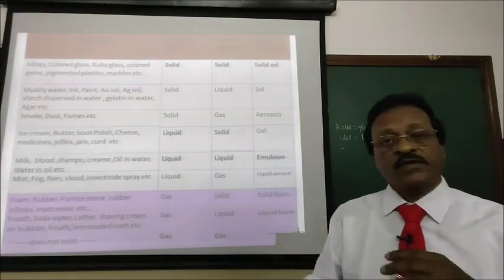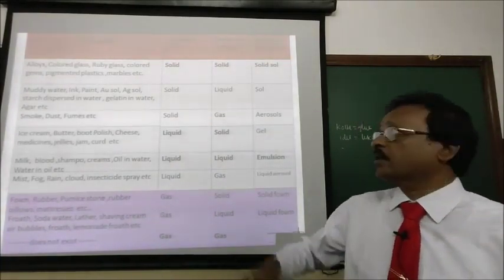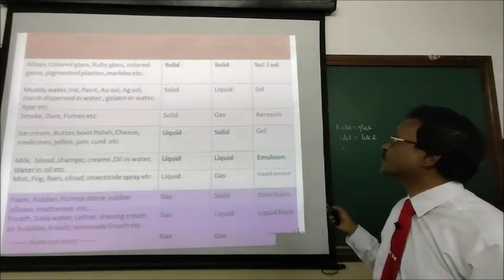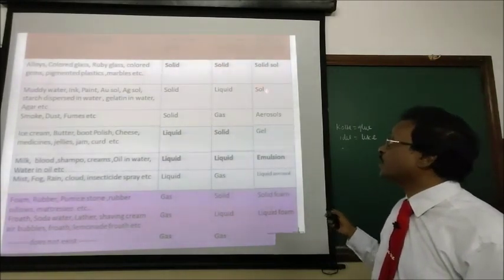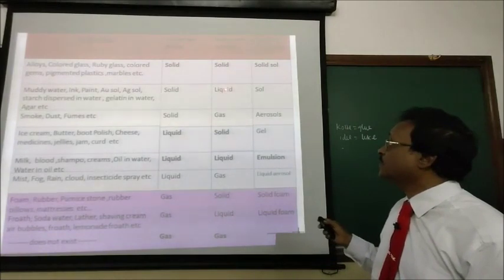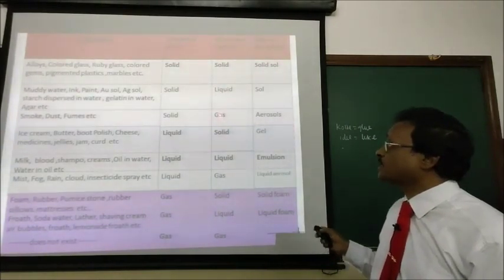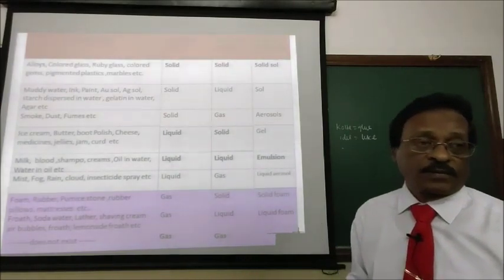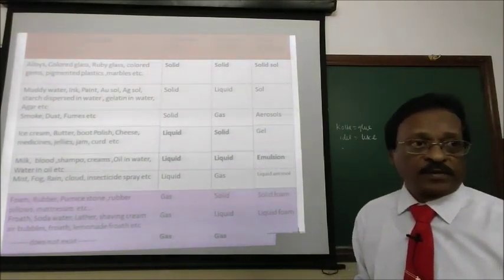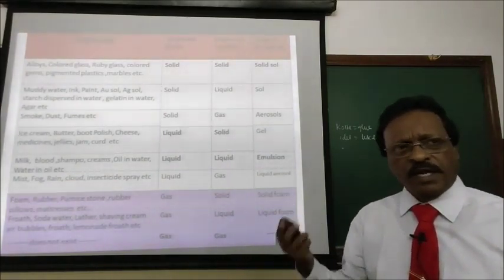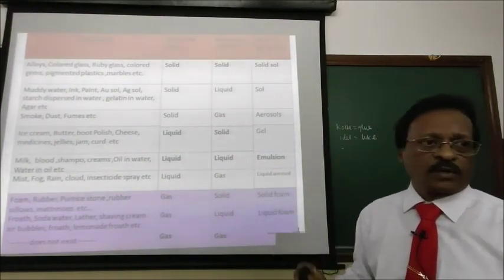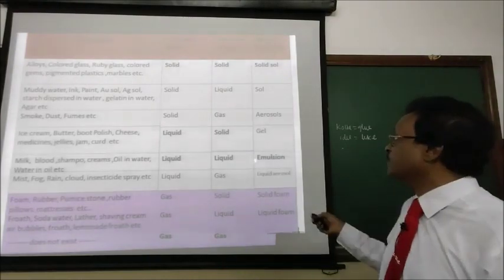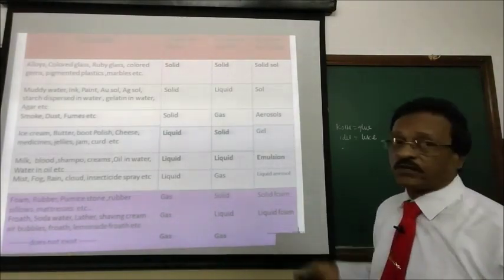Based on the physical state of the dispersed phase and dispersion medium, a number of examples are given for colloids. Solid in solid, sol, solid in liquid, aerosol, solid in gas. This is very important. If you can apply your concept, you can do well in your entrance examination also. It is very common in any national level competitive examination. One example will be there. You have to say what is the dispersed phase and what is the dispersion medium, or we give the name of the system.